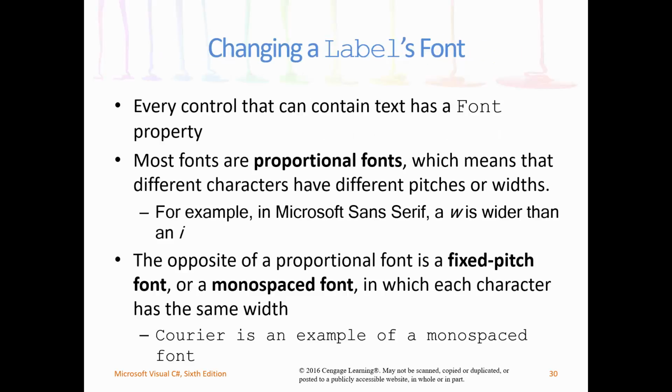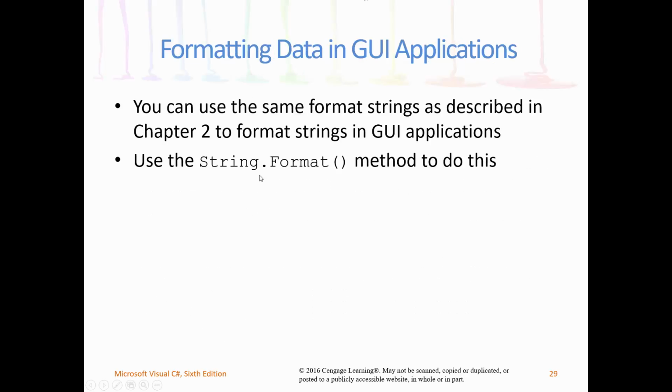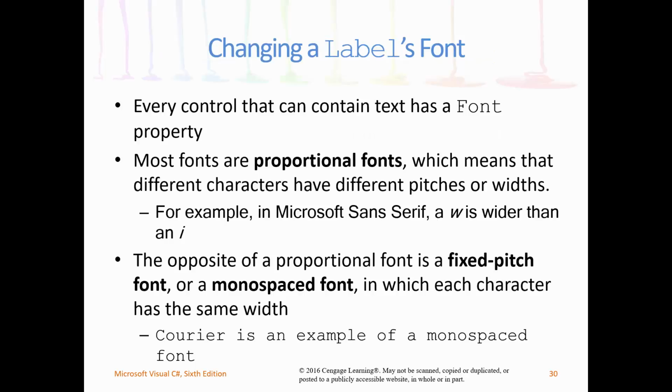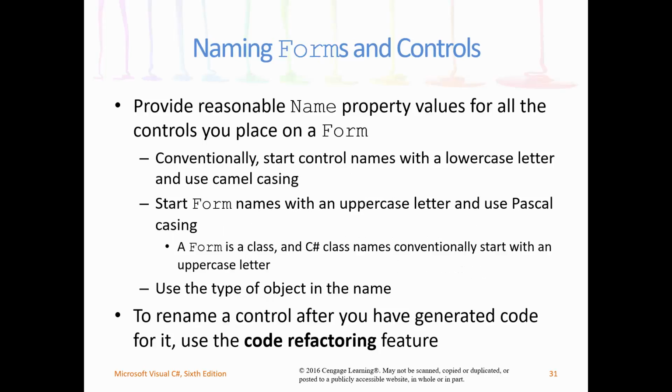If we were working with money in here, which we're not, I could have done some formatting, and I could have done the toString with a C on it for currency, and there's other ones. We'll get into those in later chapters. Okay, I showed you how to change the label's font. So we changed that.